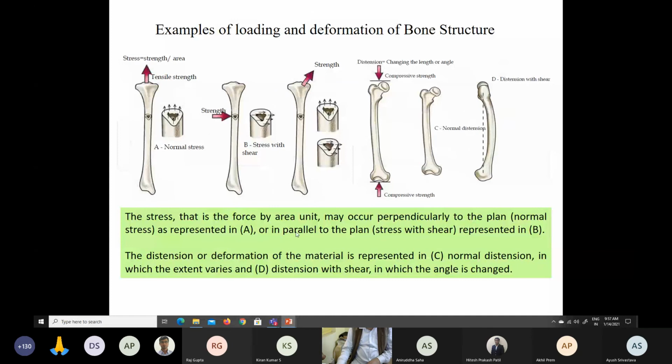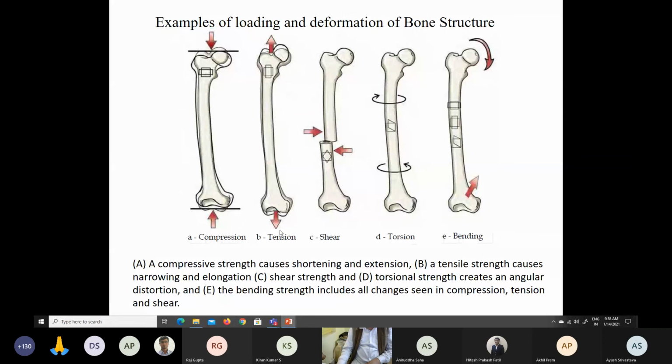So here you can see that A is normal stress, B is stress with shear. So normal stress, shear stress, and the deformation of the material is represented in C. So normal distension, C, and in D, distension with shear, is the angle through which it is changing.